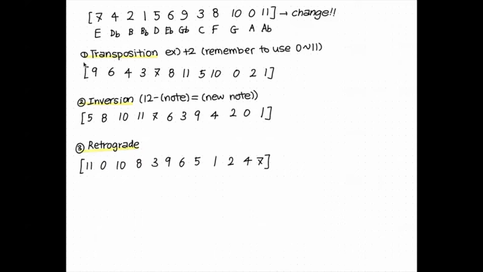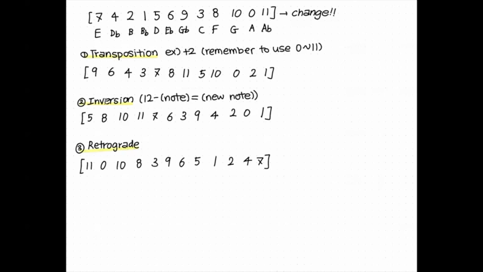So we have this matrix, but then we shift every single element up by 2, so a 7 becomes a 9, 4 becomes a 2, and something that's important to note is to remember to use 0 to 11. So, for example, if we have the 10 and we add a 2, the number itself would be 12, but because we're only using 0 to 11, the 12 would be the same thing as a 0.